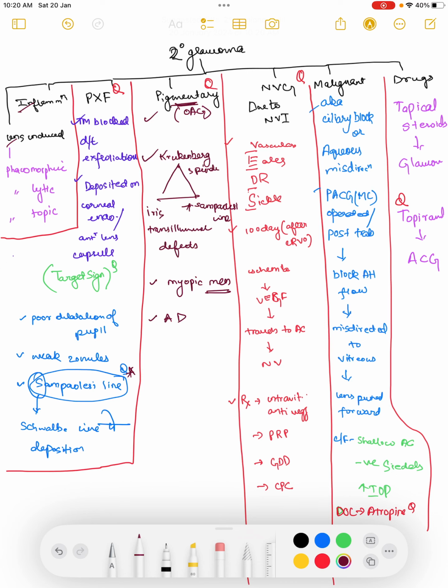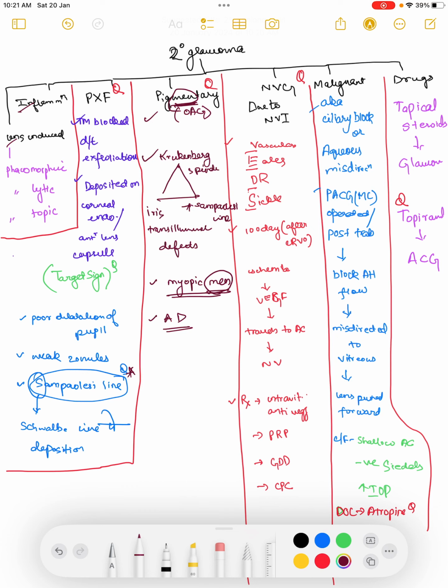We have to differentiate between PXF and pigmentary glaucoma. Pigmentary glaucoma is a form of open-angle glaucoma. It has a triad of Krukenberg spindle, iris transillumination defects, and Sampaolesi line. Sampaolesi line is common with pseudo-exfoliative syndrome. Pigmentary has the word men, so it is common in men. Which men? Myopic men. It is autosomal dominant in nature.